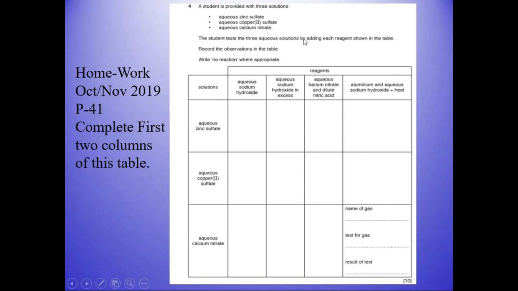Student tests the 3 aqueous solutions by adding each reagent shown in the table. Here are the 4 reagents. Record the observations in the table. Now you have to learn these observations that you have studied. So you have to fill the first 2 columns, because we have studied the identification of cations by adding aqueous sodium hydroxide, few drops and in excess. So you have to fill these 2 columns by remembering the cation present in these salts. The rest of the 2 columns we will discuss and fill in the next lesson.